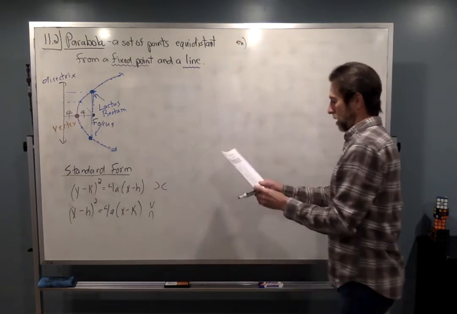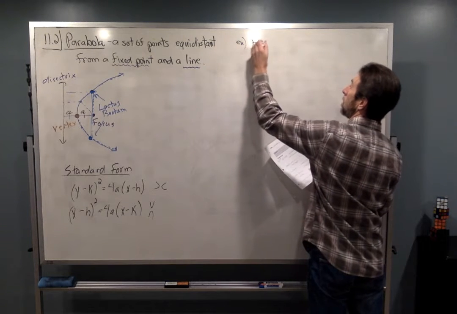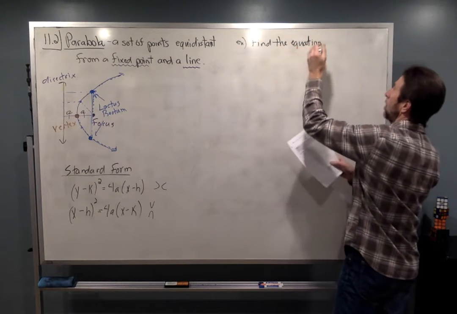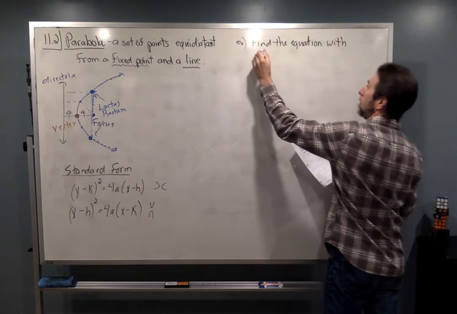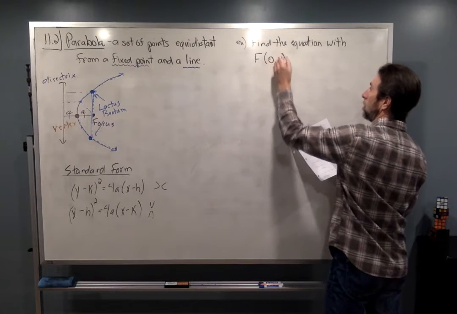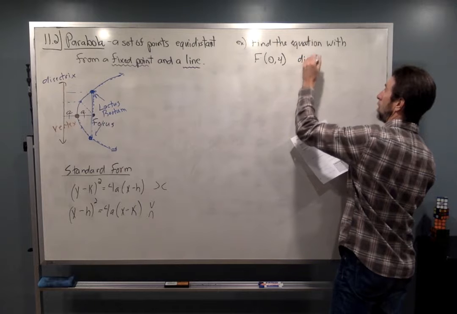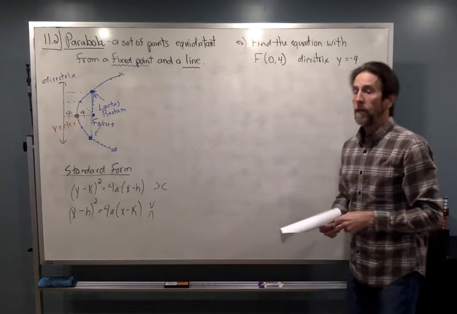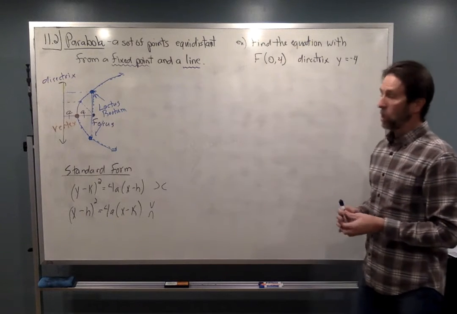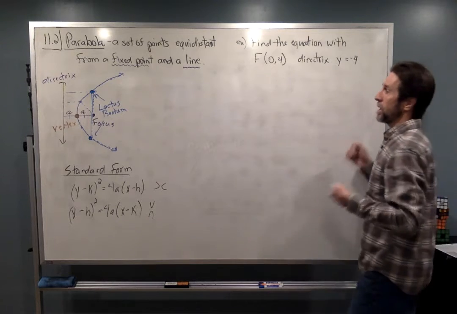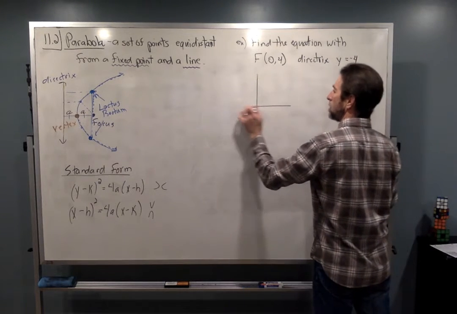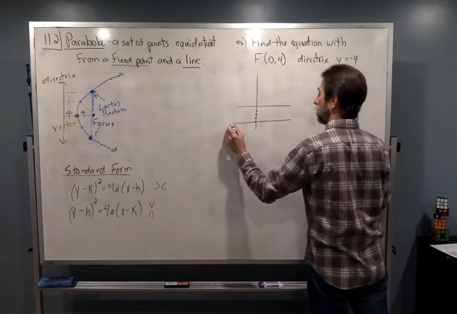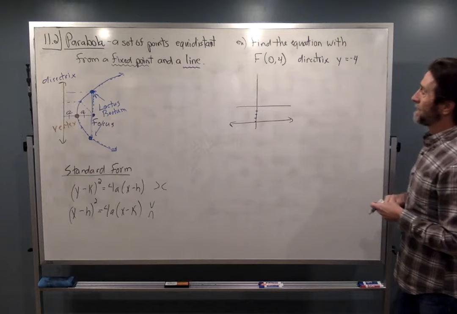Now let's do it here. Let's find the equation of the parabola with the focus being (0, 4), directrix y equals negative 4. Okay, so we're of course using this locus definition. I'm going to get a quick sketch so I have a better idea of what's happening. If I just put this on the xy axis, y equals negative 4 is going to be this line. So that's my directrix. The focus is (0, 4).